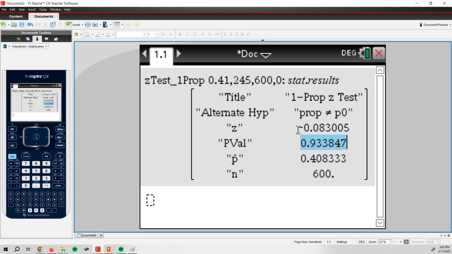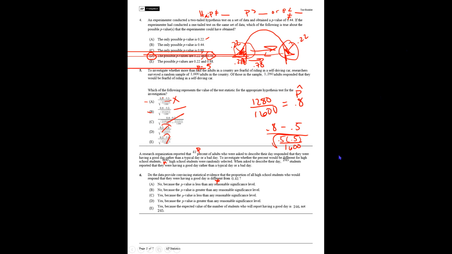So ridiculous. I mean, we were barely even away from the mean. It was like 41%. Well, we're basically at 41% there. So we got an extremely high p-value. So it's not less than any reasonable significance levels, like 0.1, 0.05, maybe 0.01. And our p-value was 0.93, so it's above all those.